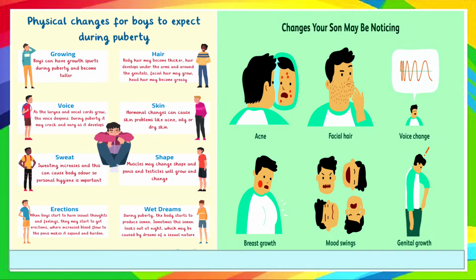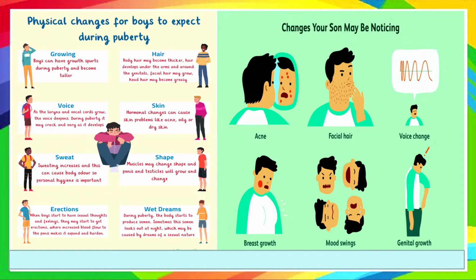Development of the voice box, as in Adam's apple. Skin, hormonal changes can cause skin problems like acne, oily or dry skin. Development of sweat glands will take place. Muscles may change shape and the penis and testicles will grow and change. At this age, erections will start in boys.